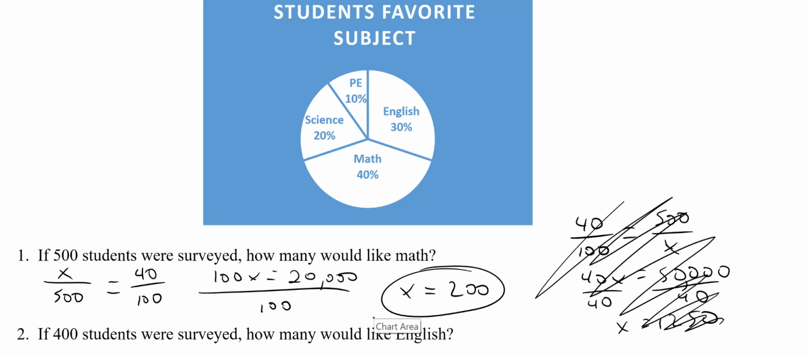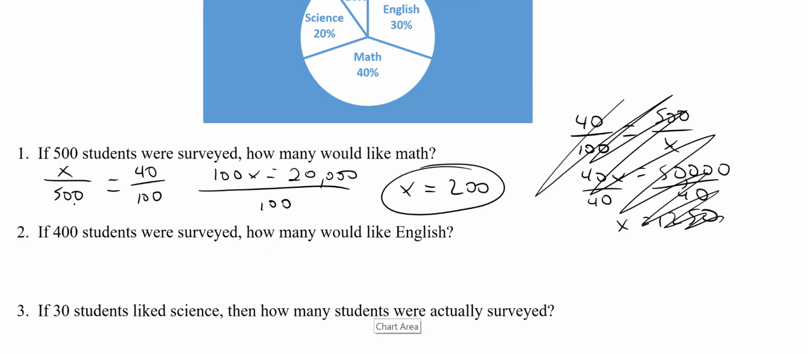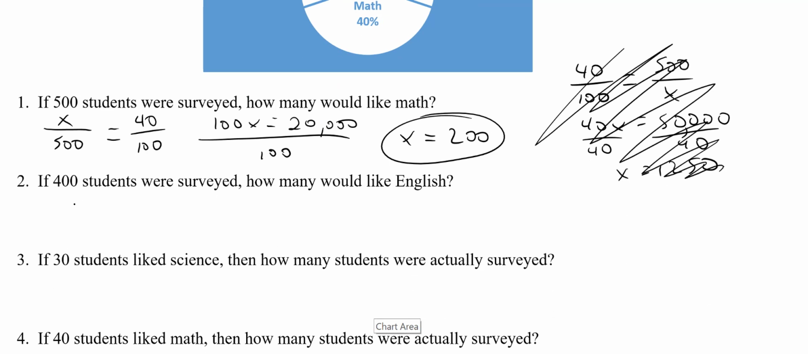I won't cursor down anymore just so we can read the question. If 400 students were surveyed, how many would like English? So again, looking at English is 30%. So now I'll cursor down here. So it's 30% out of 100. So 30 out of 100. And 400 students are surveyed. And I want to know how many like English.